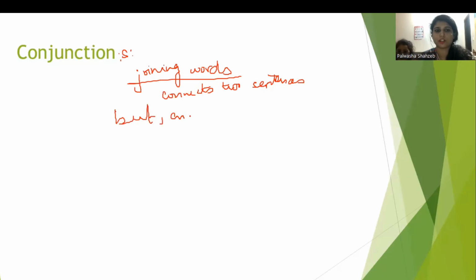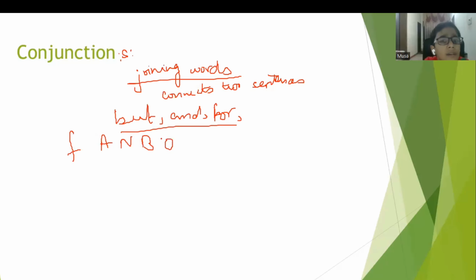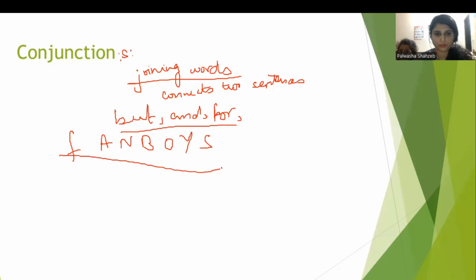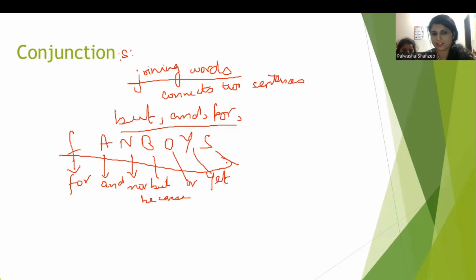Very good. So we will light on it: but, and... What is the tip for conjunctions? These are FANBOYS. This is a word for the conjunctions. F stands for for, A stands for and, N stands for nor, B stands for but and because, O stands for or, Y stands for yet, and S stands for so. So these are all conjunctions, right? Joining words. Please give example sentences quickly.